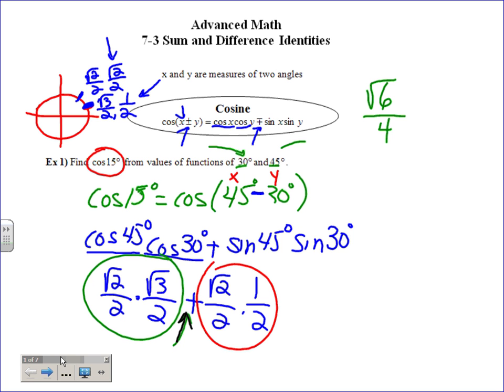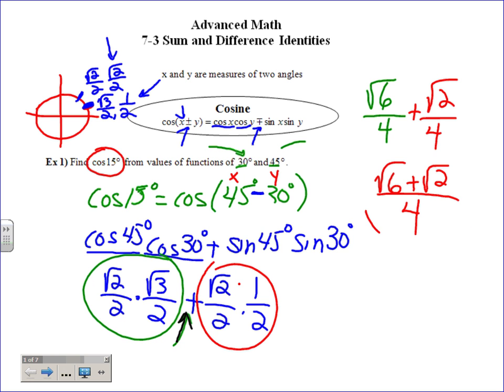Same thing over there. Can I take the square root of 2 that's on top times the 1 that's on top? Well, yeah, that's easy. That's just square root of 2. Here's the plus sign over 4. You see what I mean? You almost get a common denominator without even trying in this problem. And now that you have your common denominator, you can write it as, and that's the best you can do.